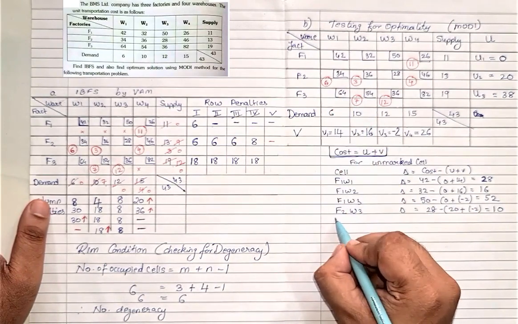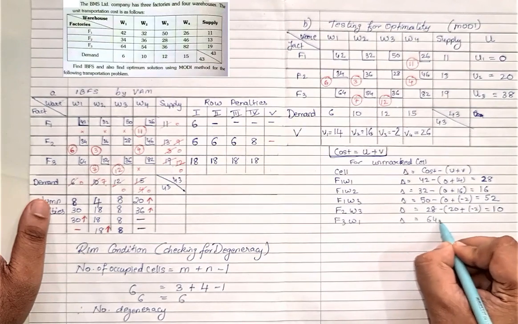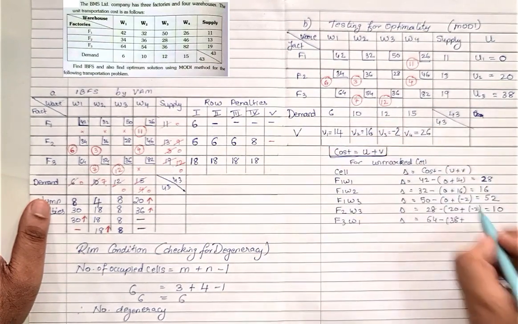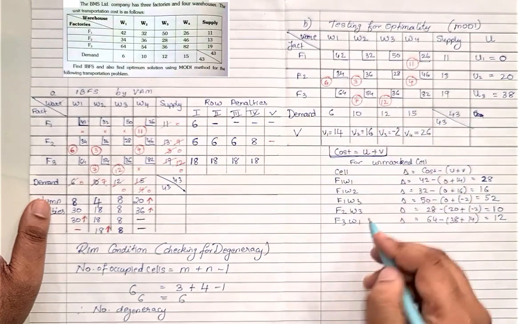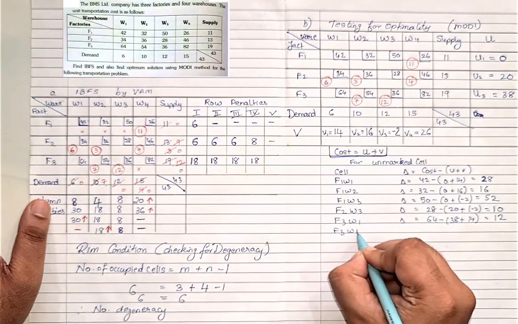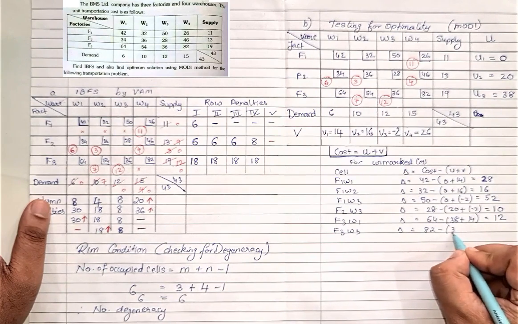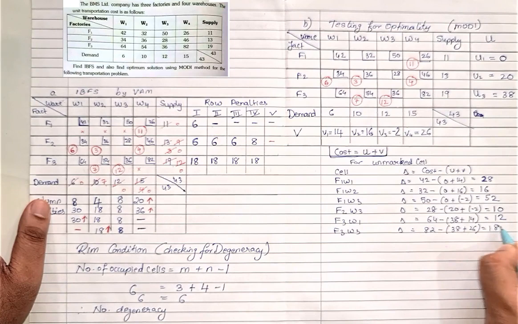Next is F3W1. The change is 64 minus u, which was 38, plus 14. So the value that I should get is 12. And last F3W3, the change is 82 minus 38 plus 26. The value that we should get is 18.